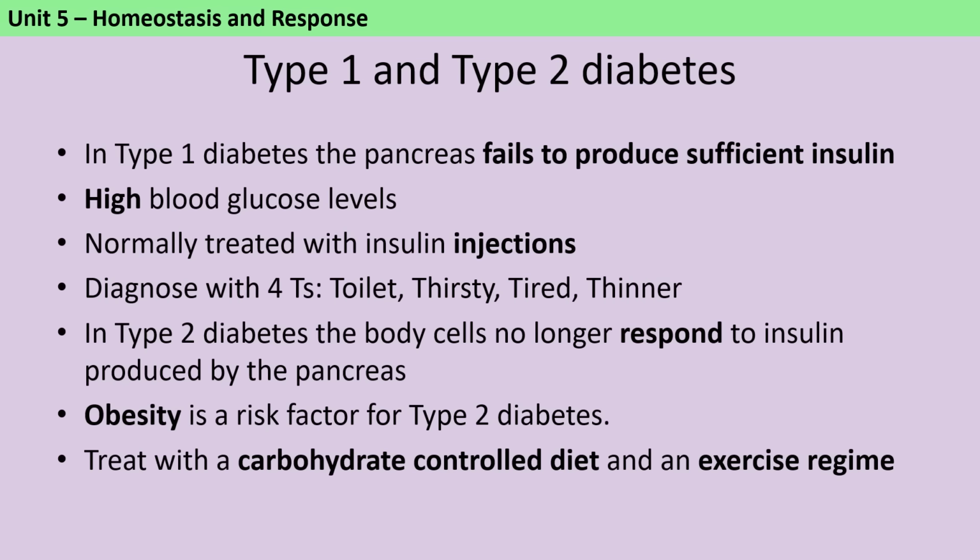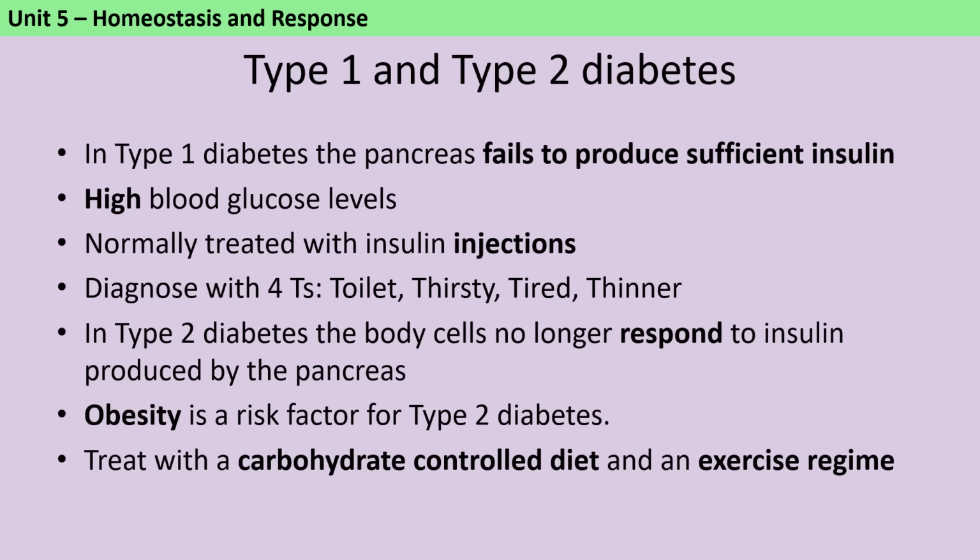Linked to blood glucose, we can think about type 1 and type 2 diabetes. Type 1 diabetes is a disorder where the pancreas isn't making enough insulin, and so it's characterised by uncontrolled high blood glucose levels. You normally treat it with injections of insulin.